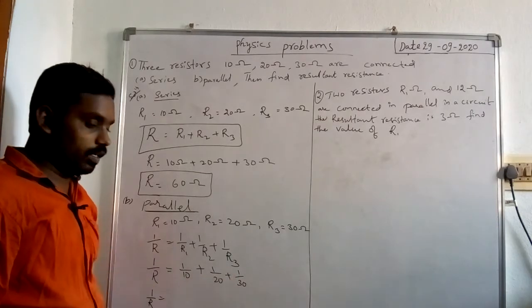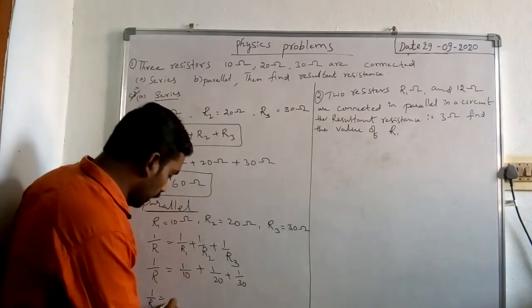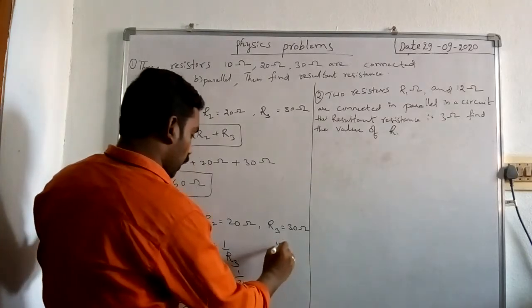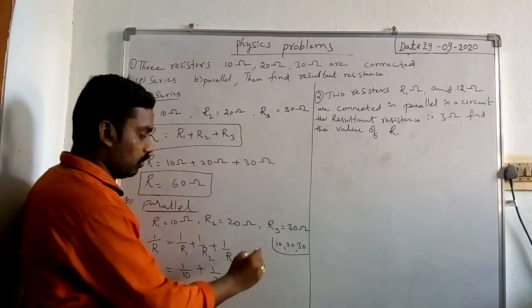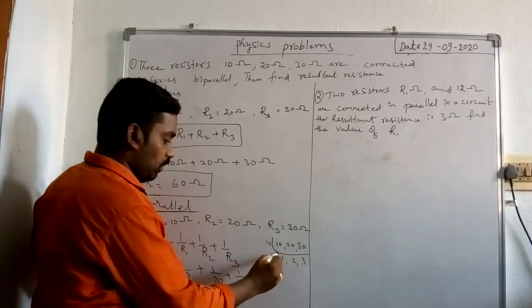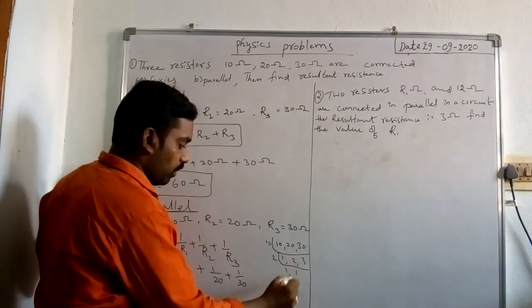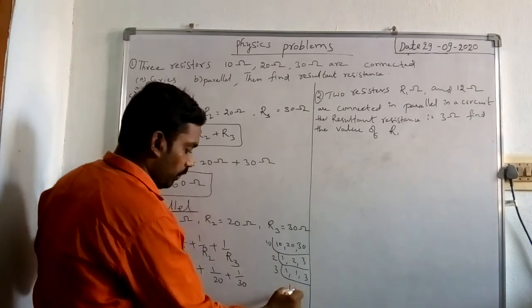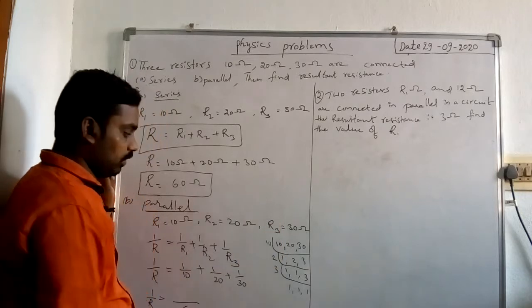What will we get? Take LCM, we will get 60. See 10, 20, 30, take LCM, you know how to do LCM. 10 table, 10 1 ja, 10 2 ja, 10 3 ja. Here 2 table, 2 1 ja. This one is already there, 1 2 1 ja, 3 as it is, 3 table, 3 1 ja, 3. Here 3 2 ja 6, 6 10 ja 60.